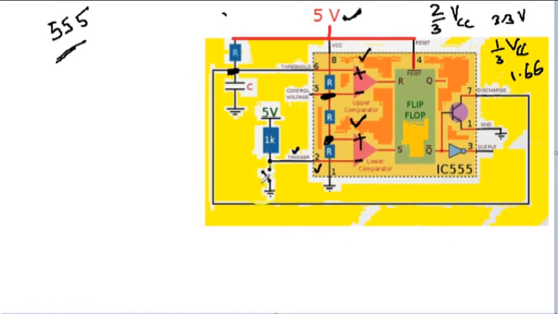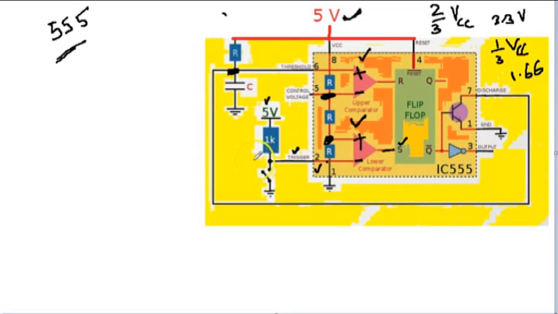Now the triggering pulse is given when you close the switch. What happens if the switch is open? This is a 5 volt supply, so 5 volt comes here at the negative input, and here is 1.66. So 5 is greater than 1.66, so this is at low voltage. If S is low, Q will be low, but Q complement will be high.